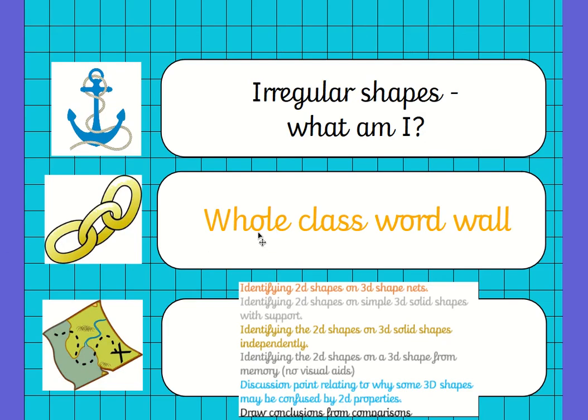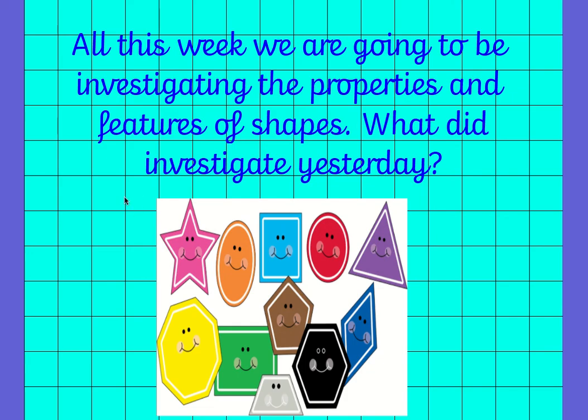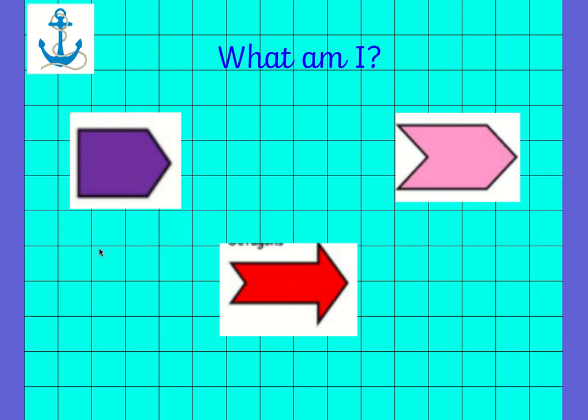So today we are going to continue our learning relating to shape, and this week we are investigating different properties. Now, what did we do yesterday? Can you remember? Yesterday we investigated irregular 2D shapes, so I'm going to ask you to pause your video for a moment. Can you describe, can you explain what irregular 2D shapes these are?